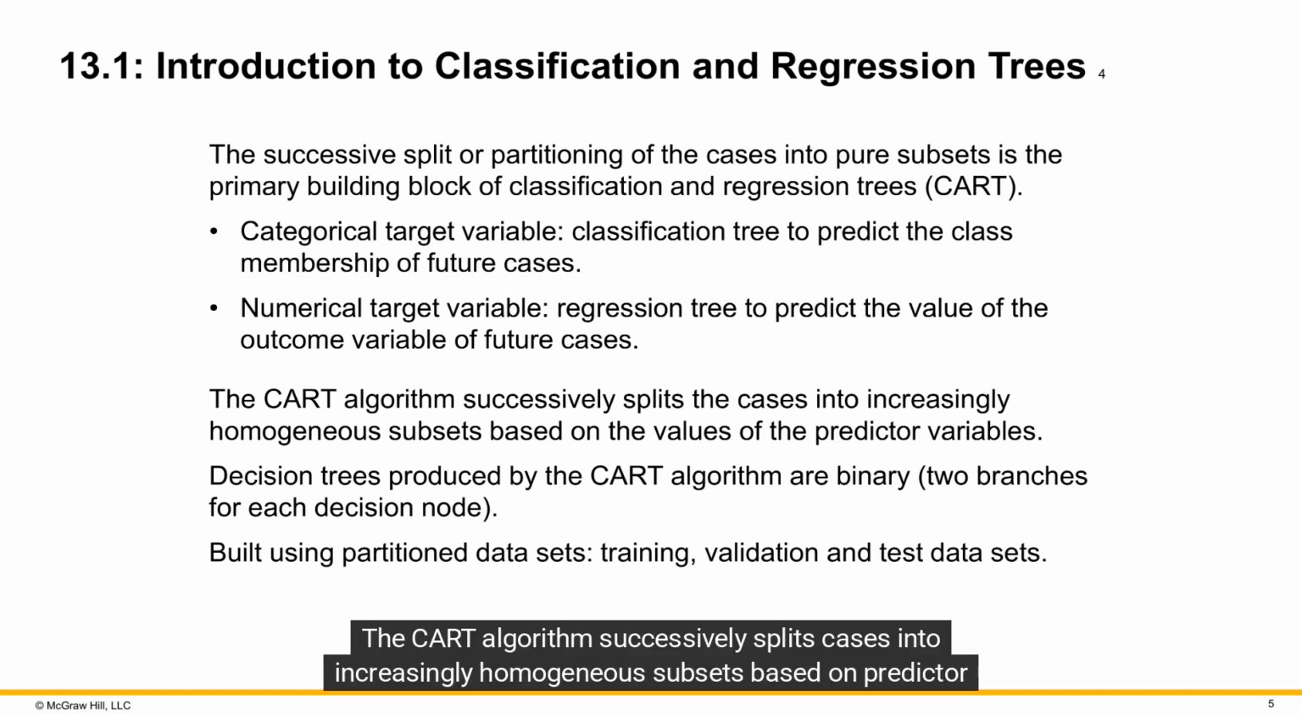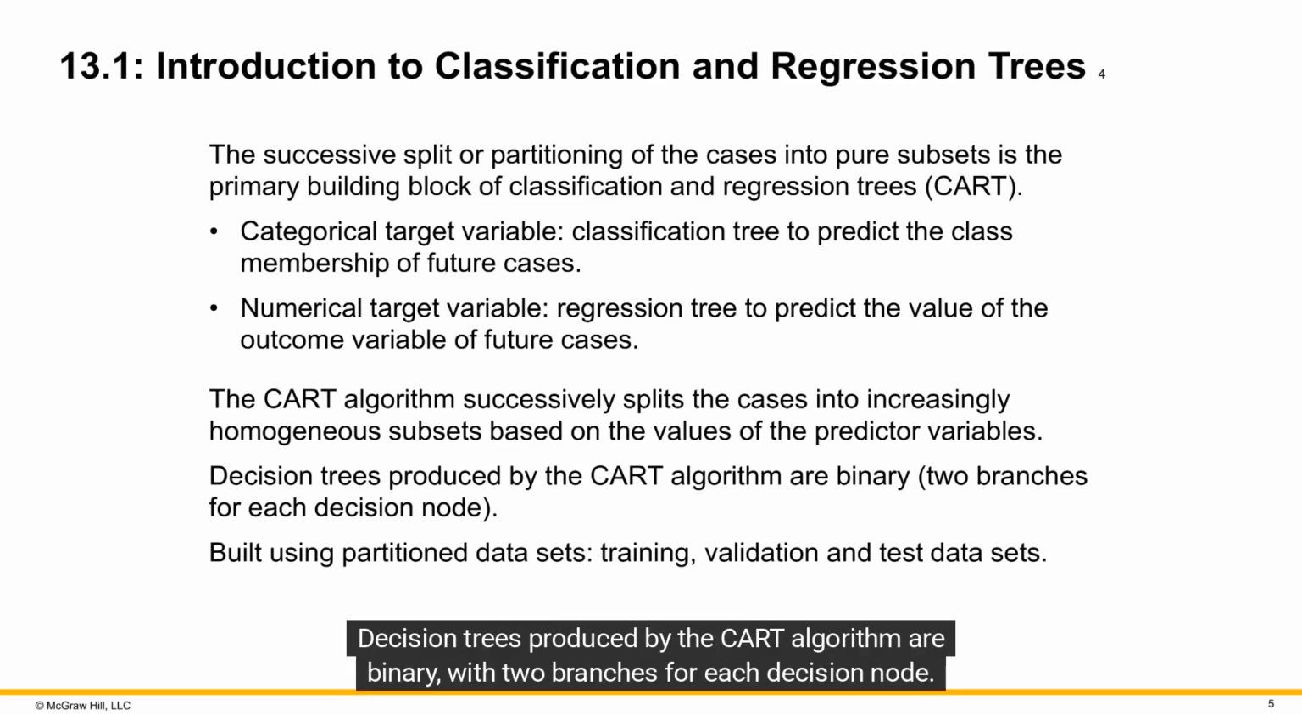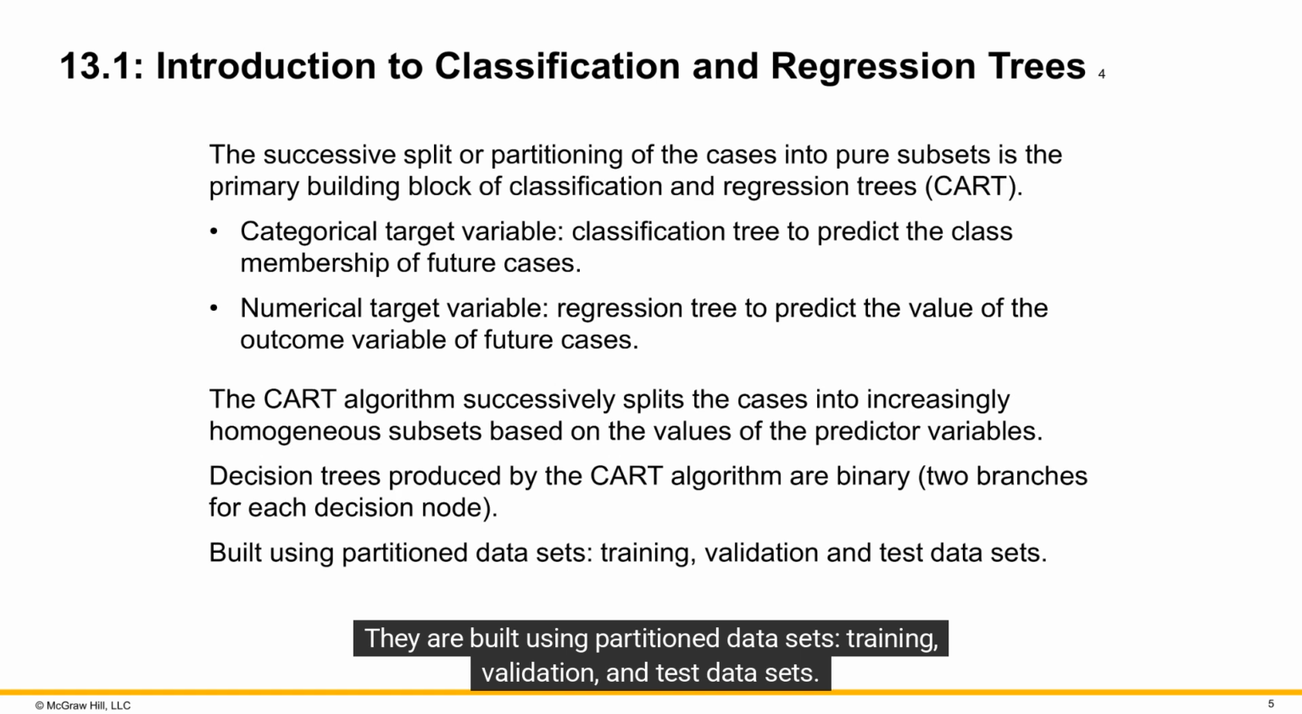The CART algorithm successively splits cases into increasingly homogeneous subsets based on predictor variable values. Decision trees produced by the CART algorithm are binary, with 2 branches for each decision node. They are built using partition datasets, training, validation, and test datasets.